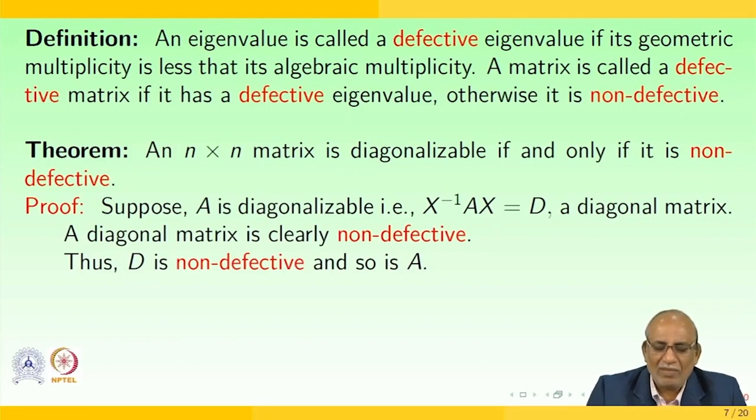So, in fact, the matrix B is defective, right? Because its algebraic multiplicity is 3 and its geometric multiplicity is 1. So, its geometric multiplicity is less than its algebraic multiplicity. A matrix is called a defective matrix if it has a defective eigenvalue, otherwise it is non-defective, right?